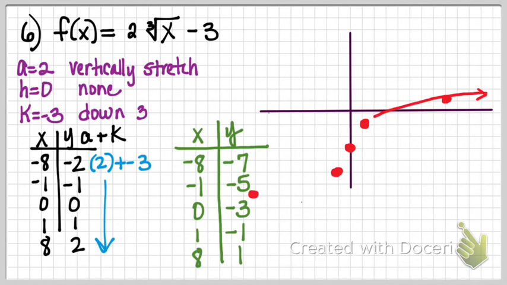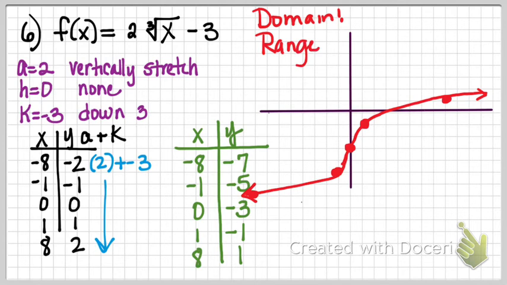Okay, so it should look something like this. Who had a graph that looks similar to that? All right. Now, this is an odd degree, so your domain and range for a cube root, they're both going to be all real numbers. Because this graph is going left to right, and it's also going down and up. So your domain and range is all real numbers.